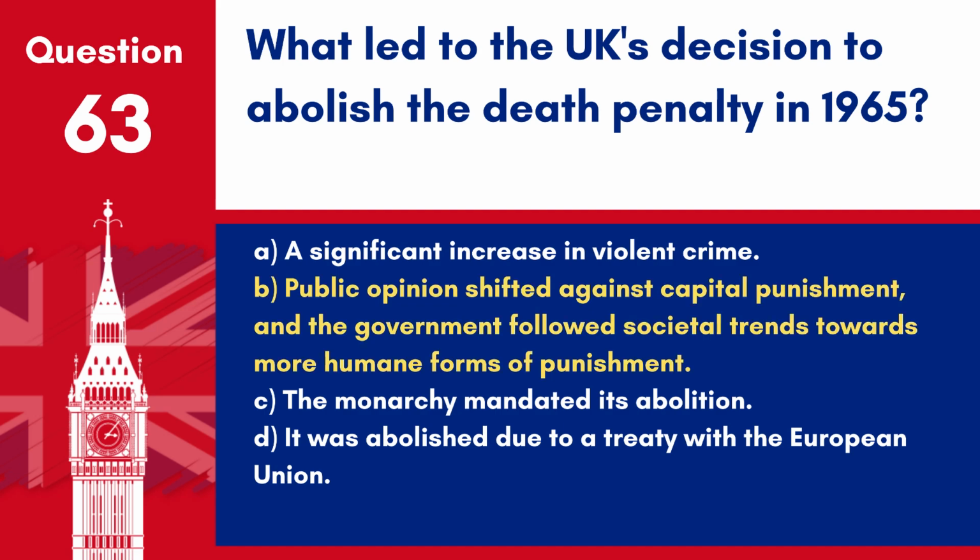Answer: B. Public opinion shifted against capital punishment, and the government followed societal trends towards more humane forms of punishment. The abolition of the death penalty in 1965 for murder marked a significant change in British judicial practices, reflecting broader changes in attitudes towards capital punishment.